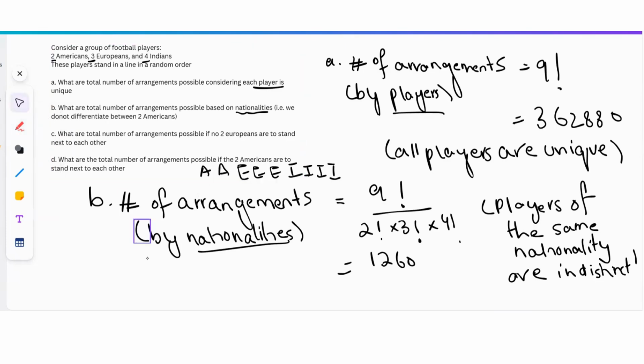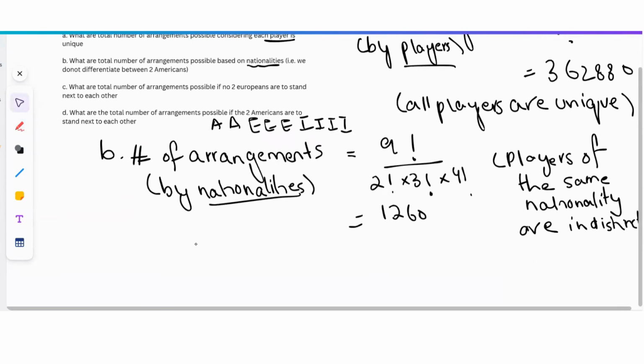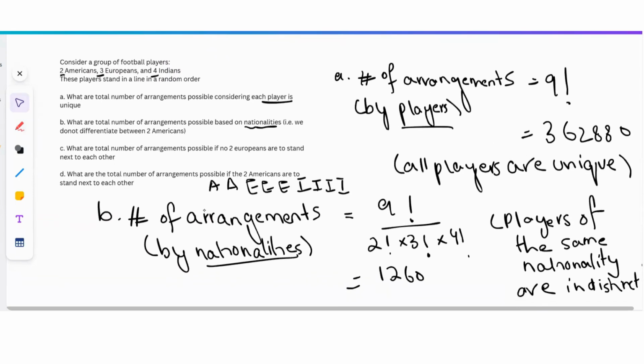Okay, moving on. Part C says, what is the total number of arrangements possible if no 2 Europeans are to stand next to each other?